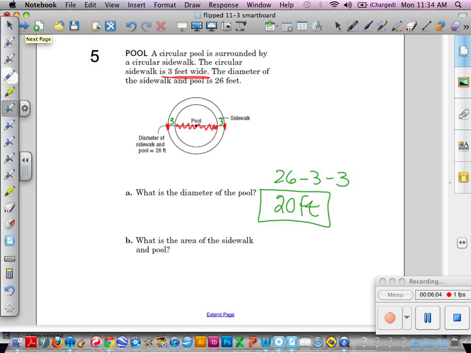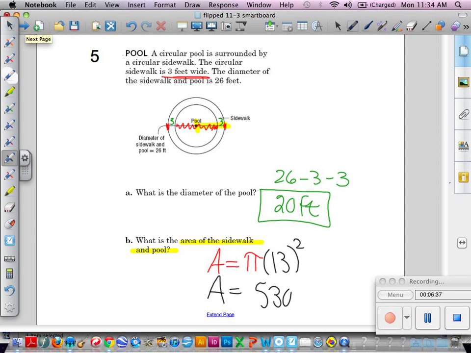Letter B asks you for the area of the sidewalk and the pool. That's together, guys. Together, the pool and the sidewalk. So I'm going to do my area of my circle, pi. I need my radius. So I'm going from here out. So that's 13, since 26 is all the way across. So I'm going to use 13 squared. So go ahead and punch that in. Take your pi button times 13 squared. And your area ends up being 530.9 feet squared.